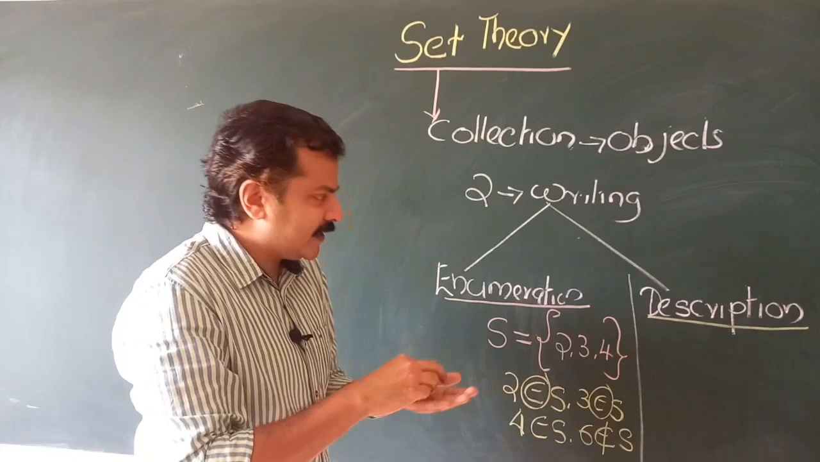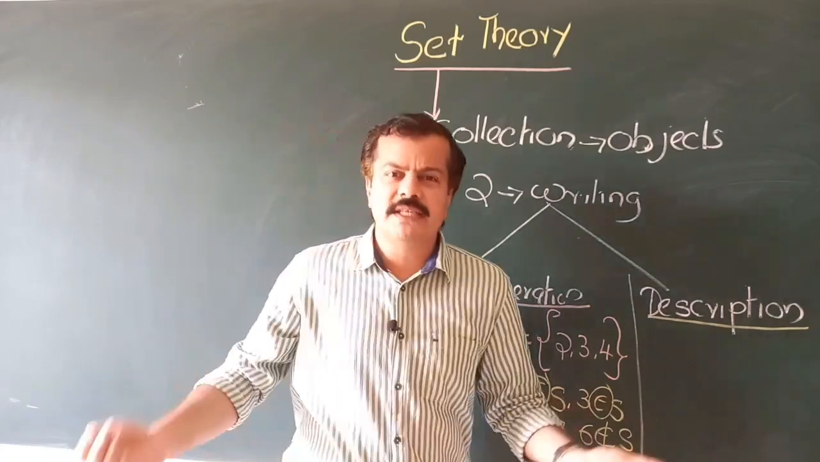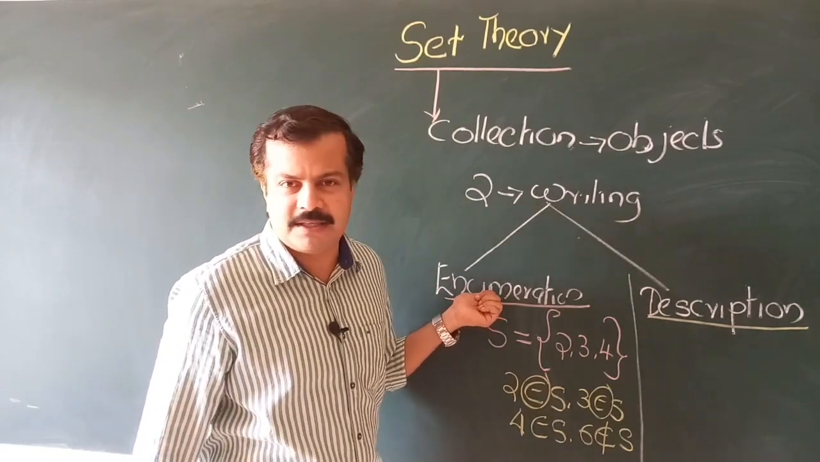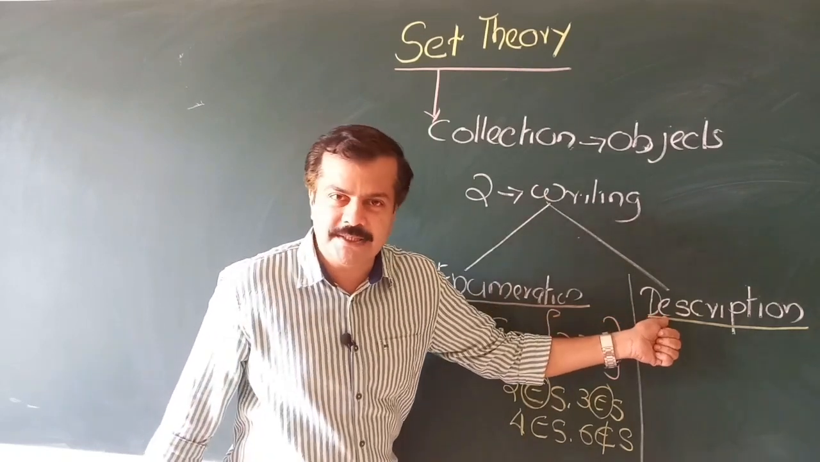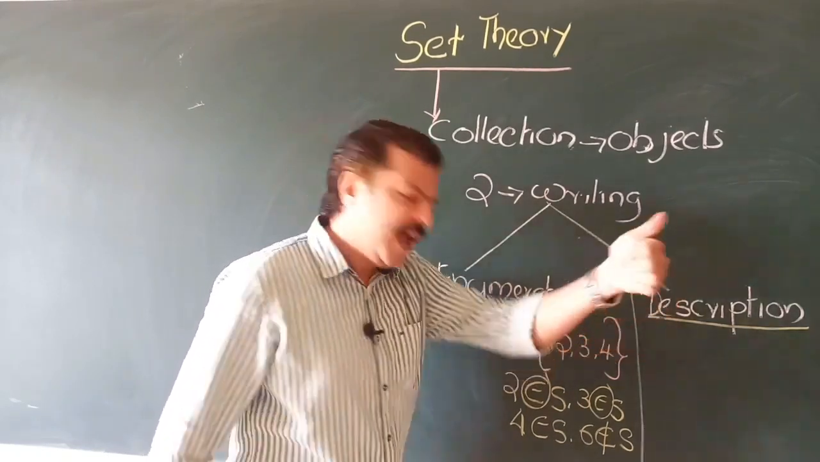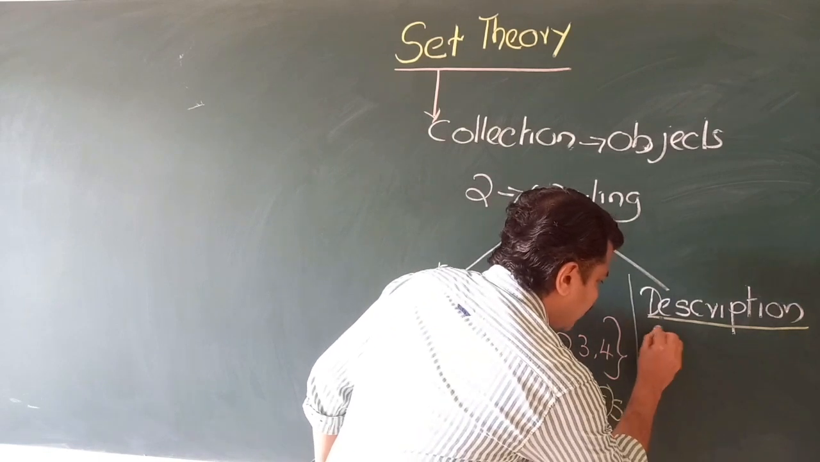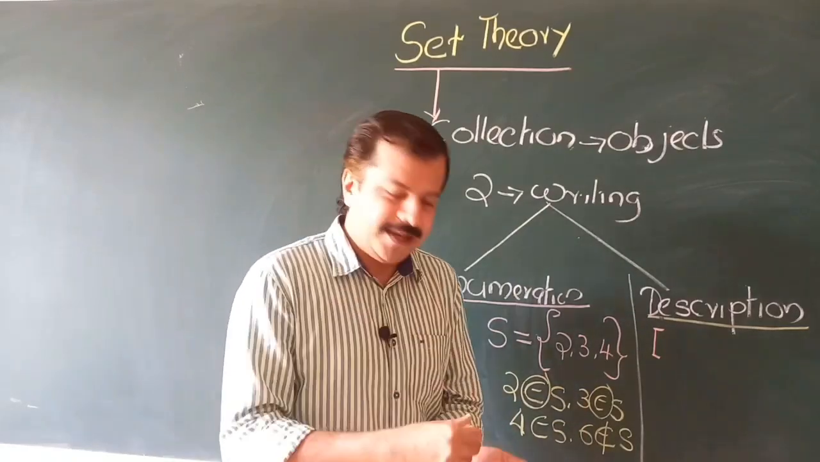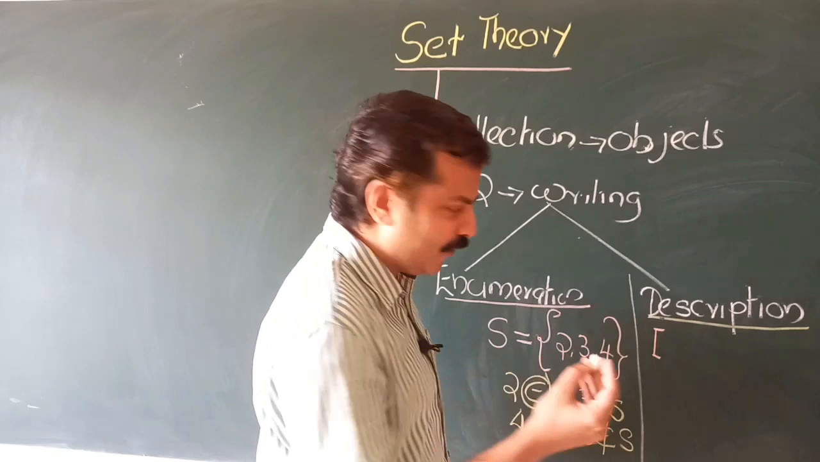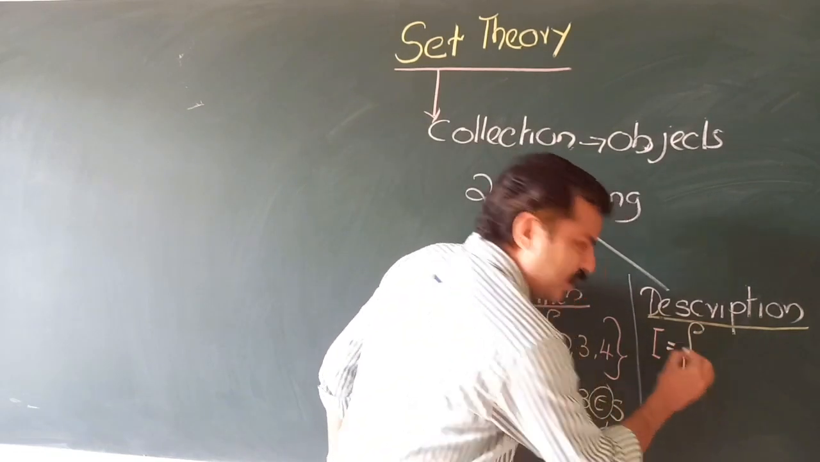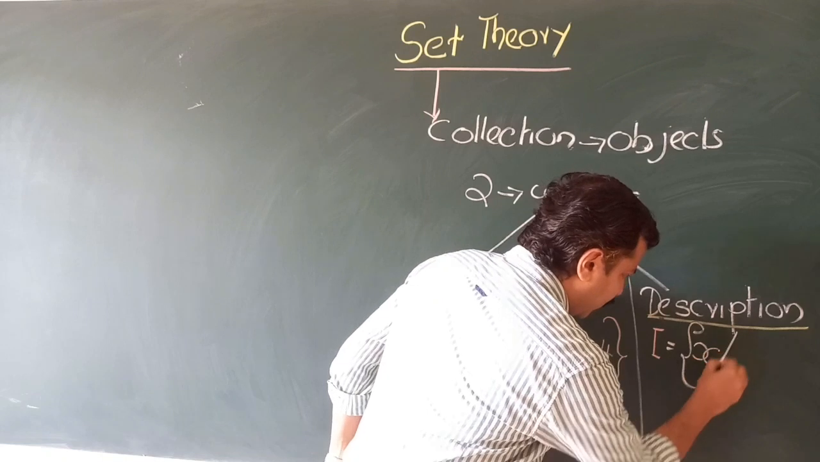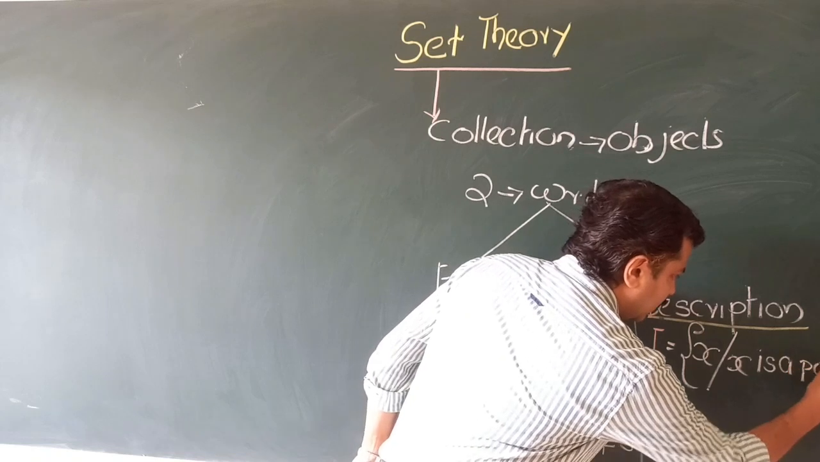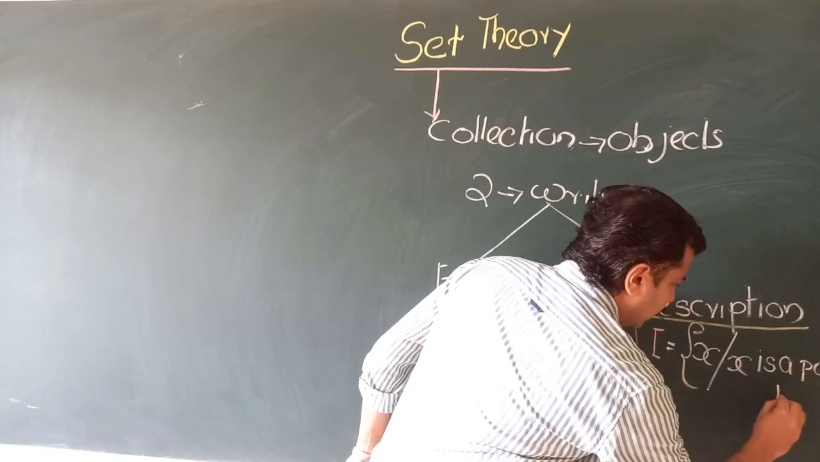Let me elaborate it. For example, let me write a set of all positive integers. As I said, I will not be able to write it by following the method of enumeration, so I am using the alternative method of writing a set, which is description. Let me put the name as I, for integers. A capital letter should be there as the name of the set. I = {x / x is a positive integer}.